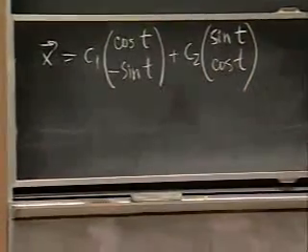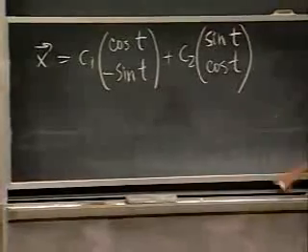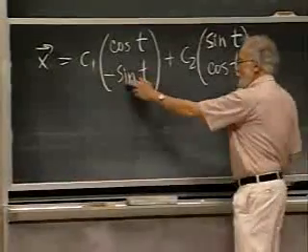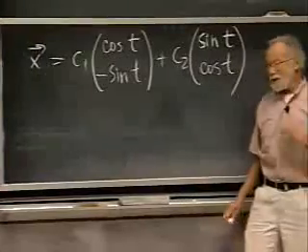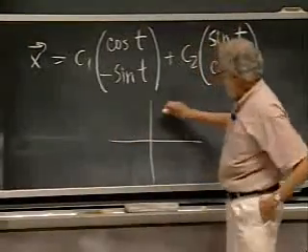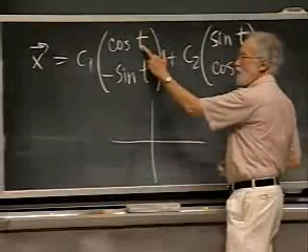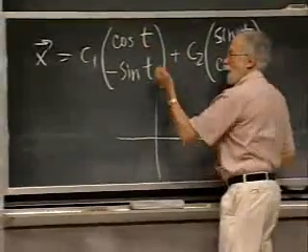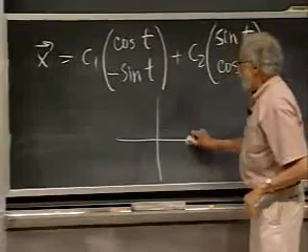Now, if you do that, what do these things look like? Well, either of these two basic solutions looks like a circle, not traced in the usual way, but in the opposite way. For example, this starts when t is equal to 0. It starts at the point (1, 0).